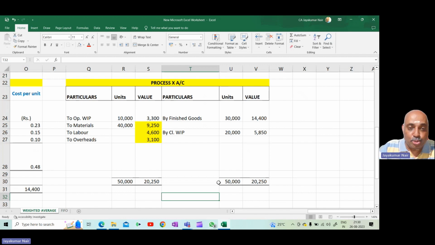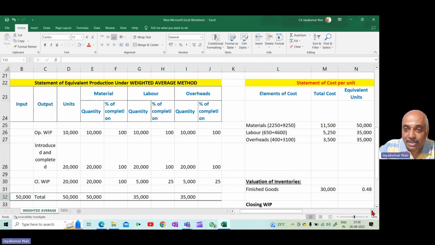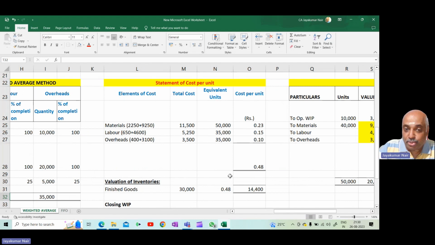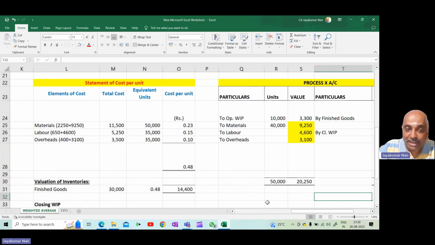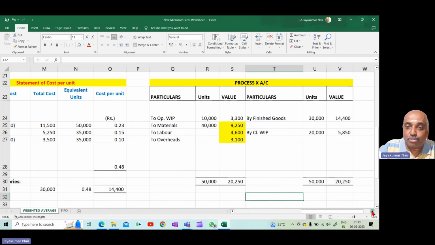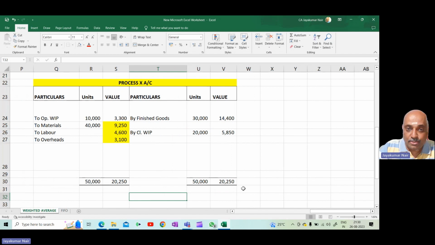So this is how you prepare the statement of equivalent production and how you compute the statement of cost per unit, and then evaluation of your inventory, closing stock, work in progress and all, and to prepare process account. I hope you have learned the concept of equivalent production.